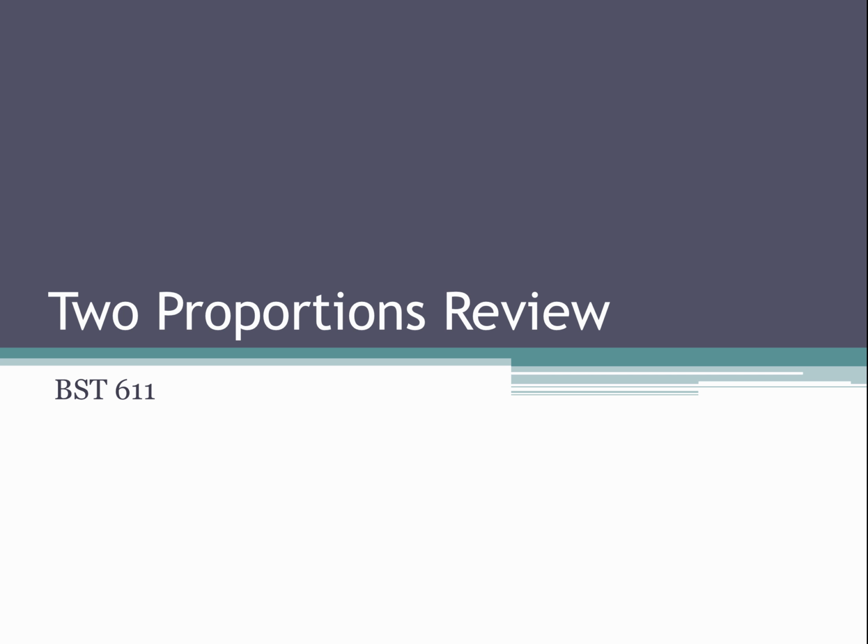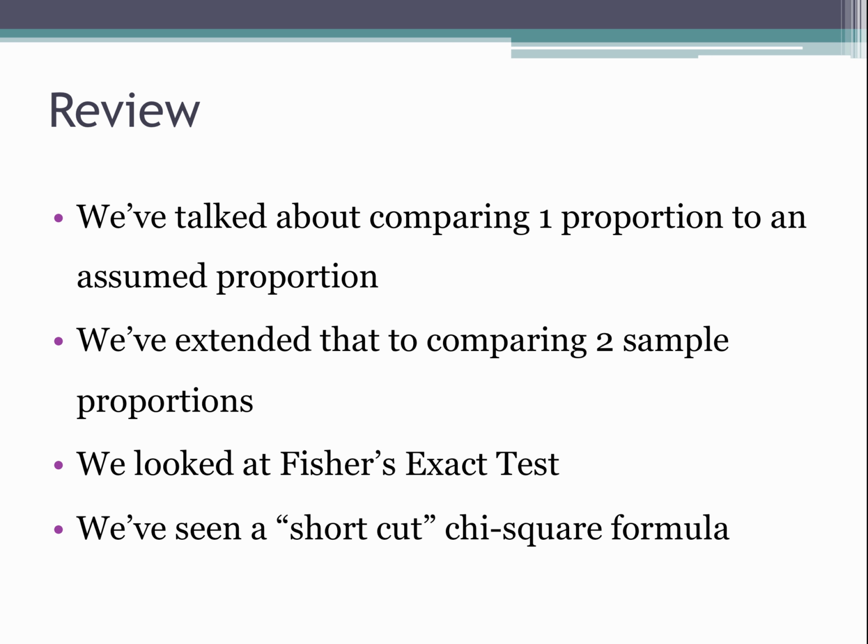Before we move on to testing multiple proportions, we'll do a two proportions review. So we've talked about comparing one proportion to an assumed proportion, also called a historical proportion, where you take a new sample and compare it to what you assumed the proportion would be based on prior information. This is not generally or frequently done in scientific research.